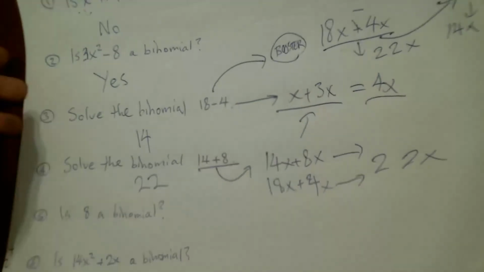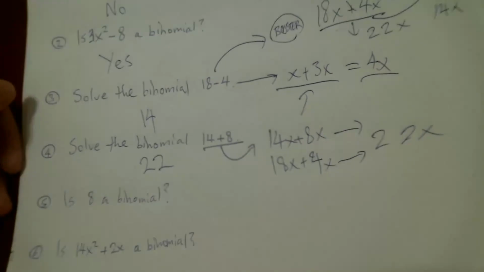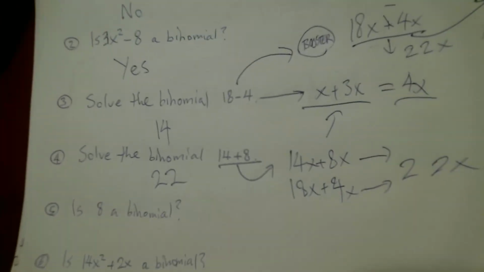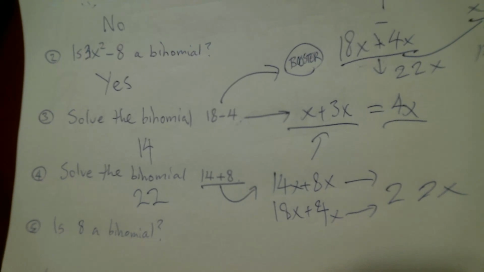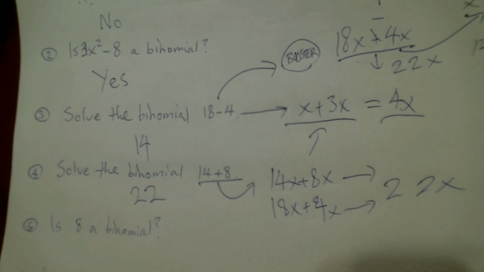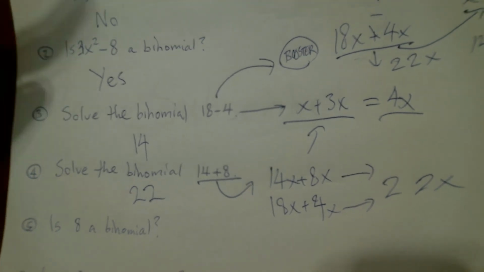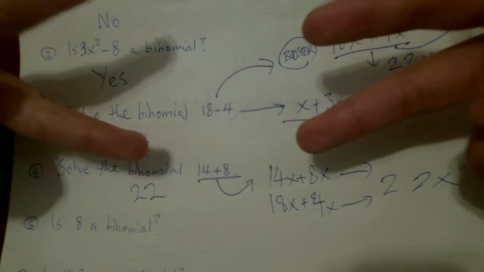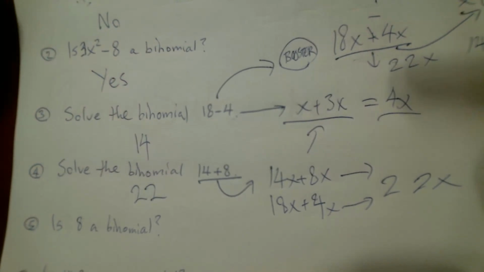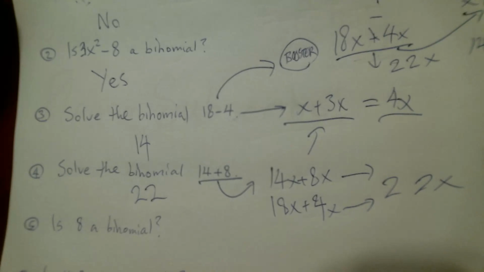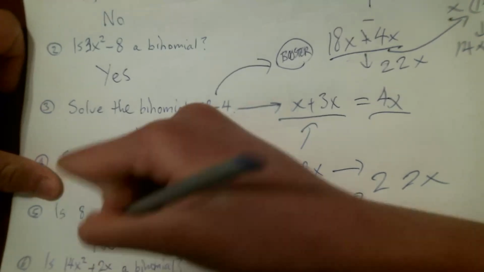Alright, let's move on to the fifth one, which asks, is 8 a binomial? With 8, we would just have one term, and binomials all have two terms. Since 8 only has one term, it would not classify as a binomial.